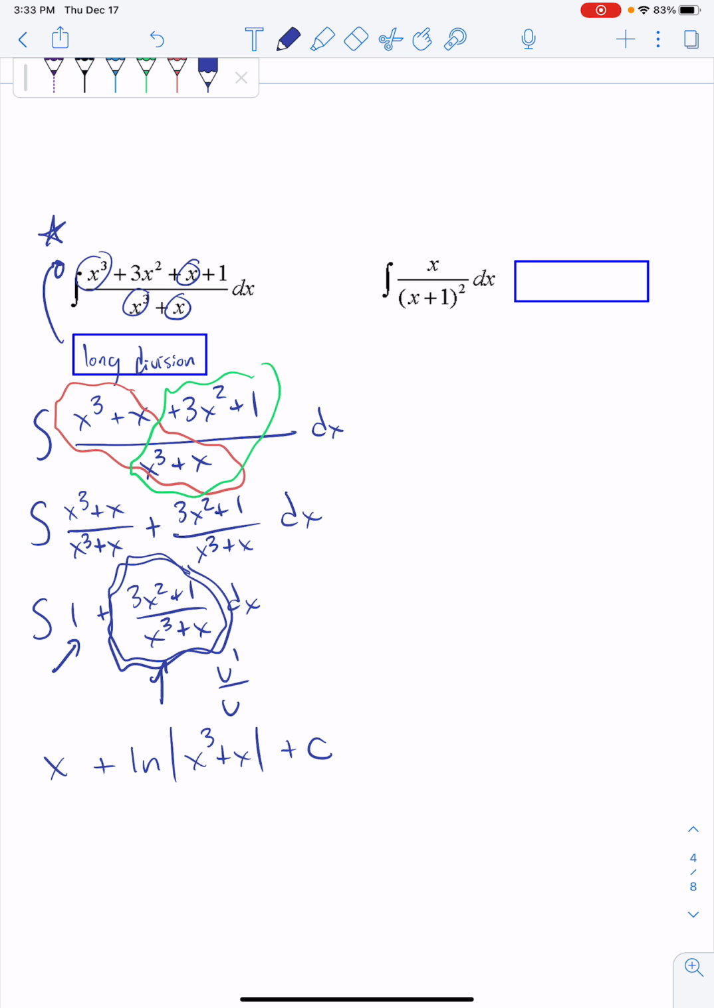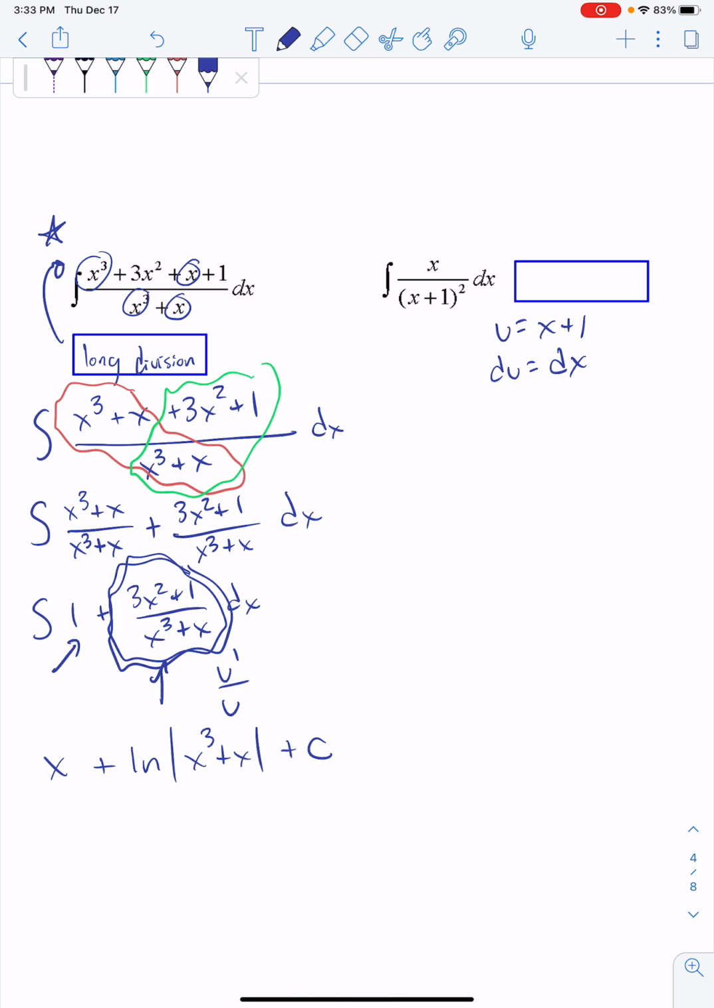Okay. This second one, I've got an x on top. I got an x plus 1 squared on the bottom. This doesn't look like I'm going to be able to cancel anything out. So I'm going to go ahead and just start with a u substitution. So let's say u equals x plus 1. That means du equals just dx, because that x goes to a 1. So du is equal to dx.